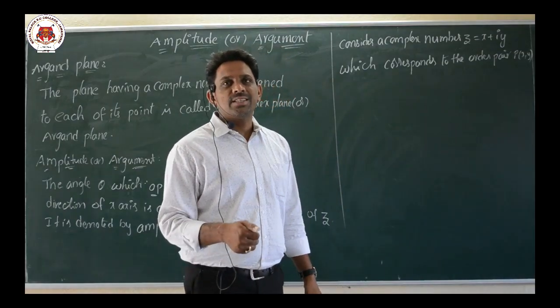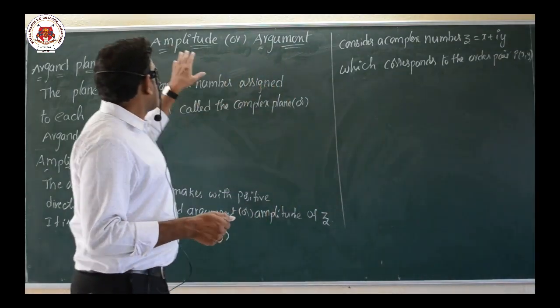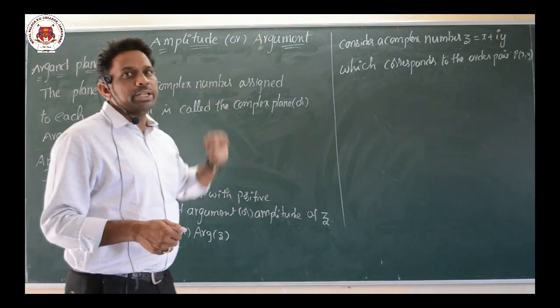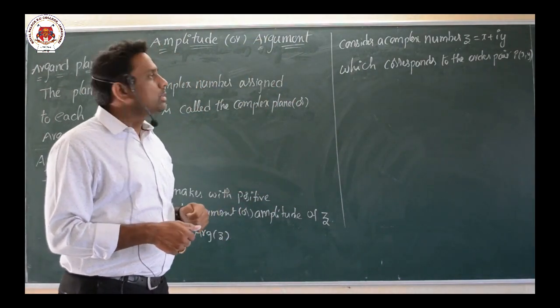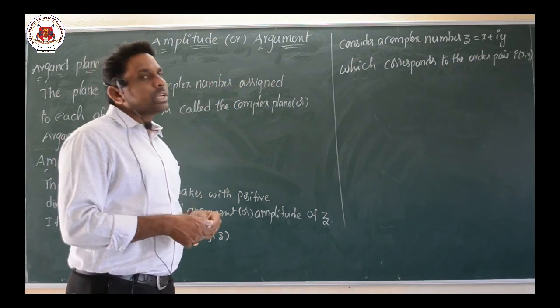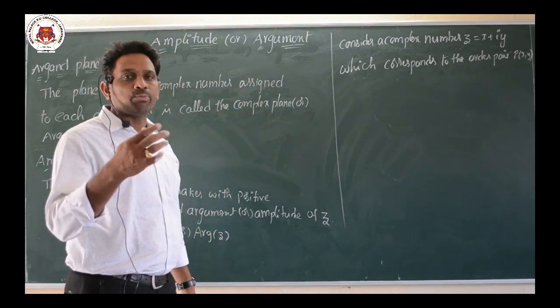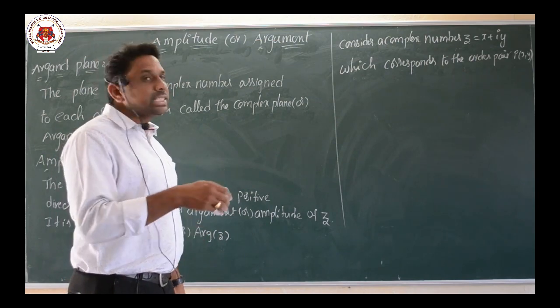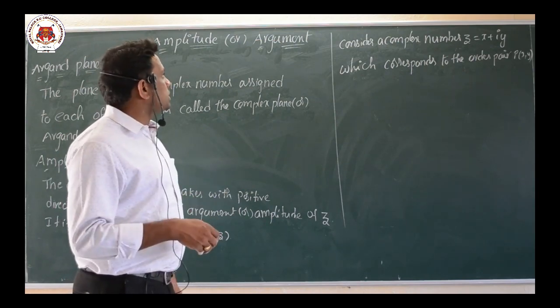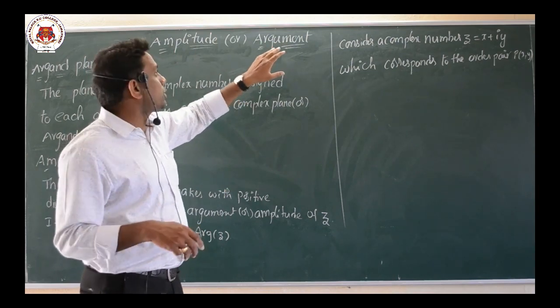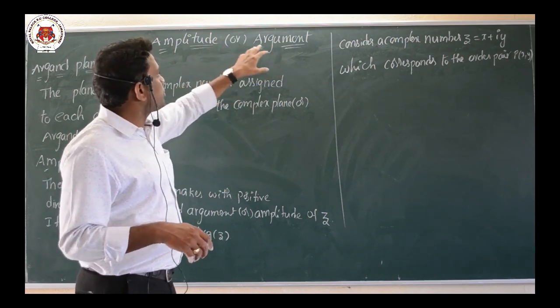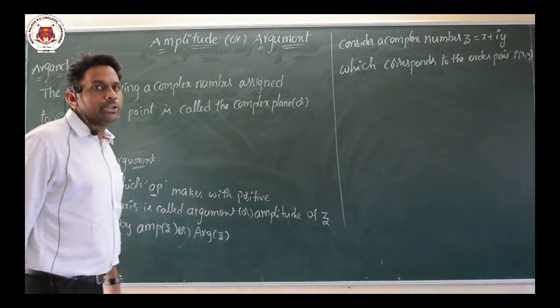Hello dear students. Today's topic is amplitude or argument of a complex number. This is the last topic in this chapter. Generally one more topic is there, the polar coordinate or polar form, but this year they reduced it from the syllabus. So this is the last topic, and it is very important for competitive exams also. The last topic is argument or amplitude.